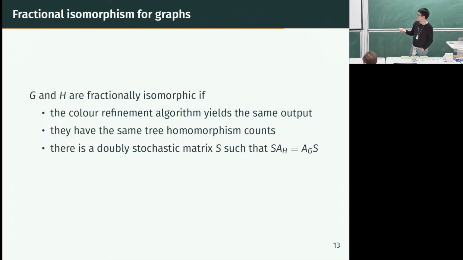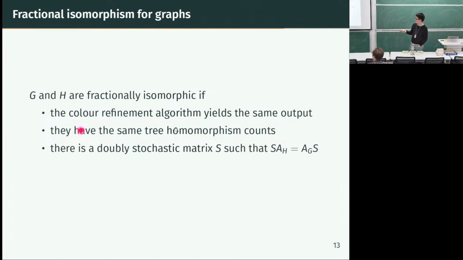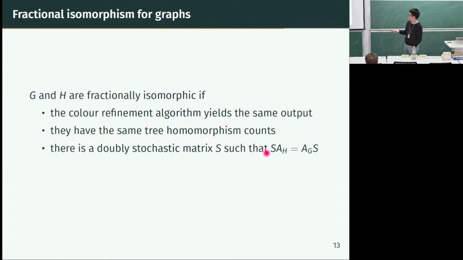Another definition is that two graphs are fractionally isomorphic if I can find a doubly stochastic matrix S, meaning that all the rows sum to 1 and all the columns sum to 1, such that such an equation holds, with A_H meaning the adjacency matrix of the graph H. To give you a sense of where this definition comes from, if you were to have a matrix which is not doubly stochastic but rather a permutation matrix P, then the equation with P instead of S simply tells you that you permute the vertices of G to get those in H.